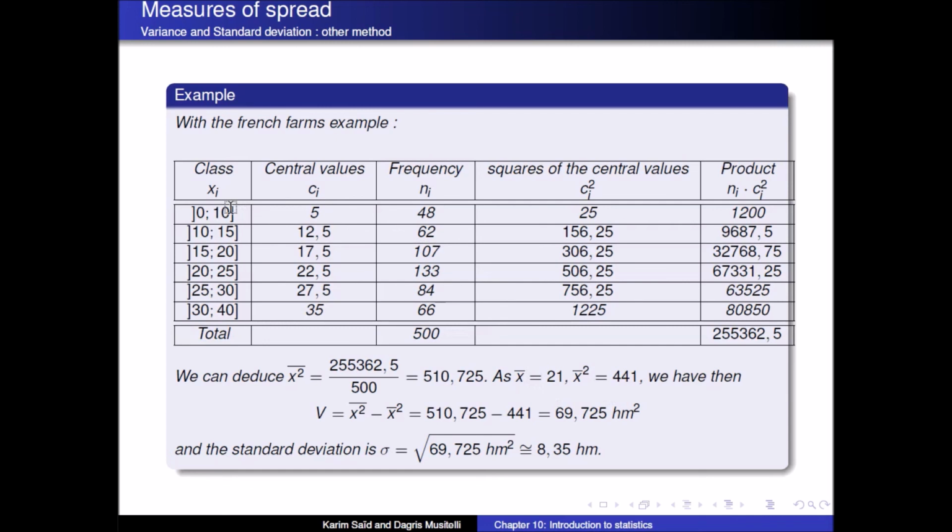When we have a continuous variable, actually it's the same. We take the central values, we square them, and then we compute the average, so the mean of the squares. It gives 510 point something. I know that the mean is 21. So when I put it to the power 2 it's 441. So the variance is the mean of the squares minus the square of the mean, which gives this.